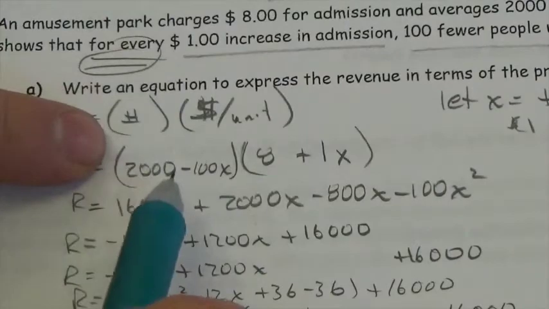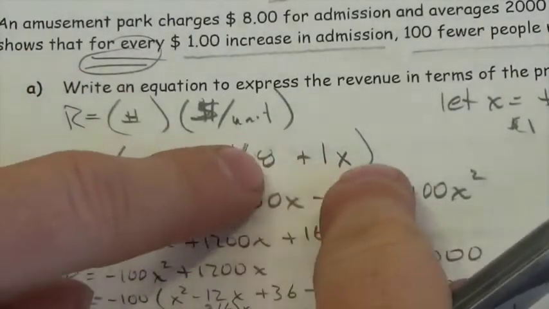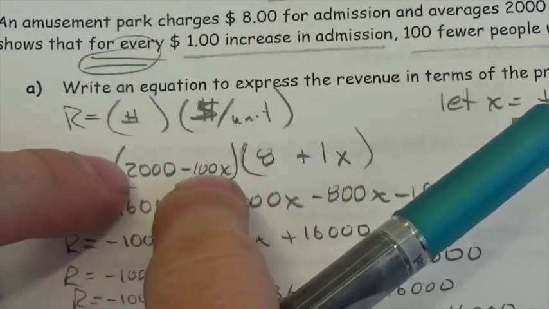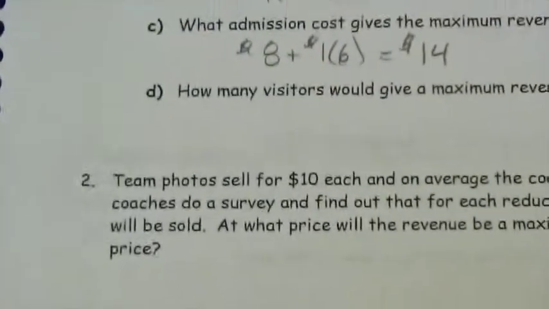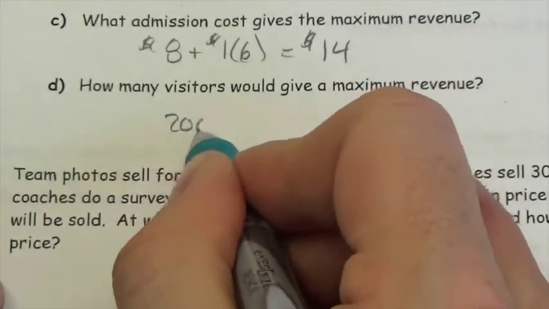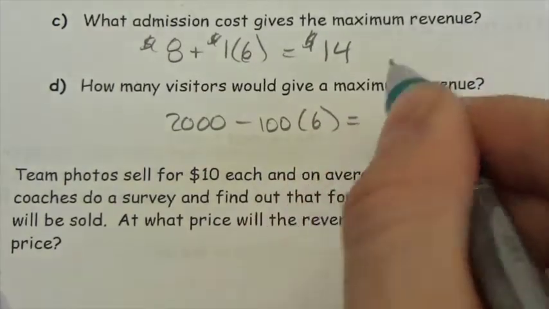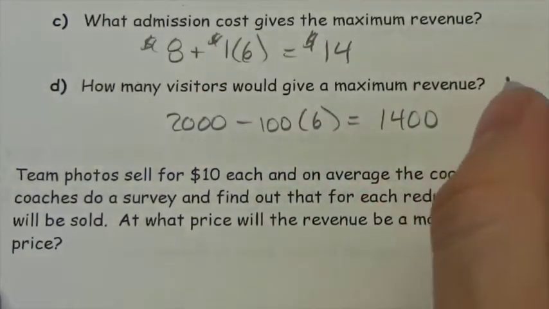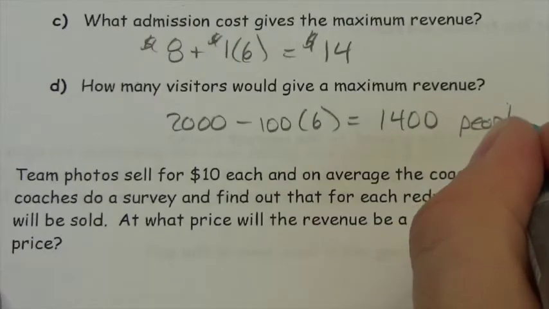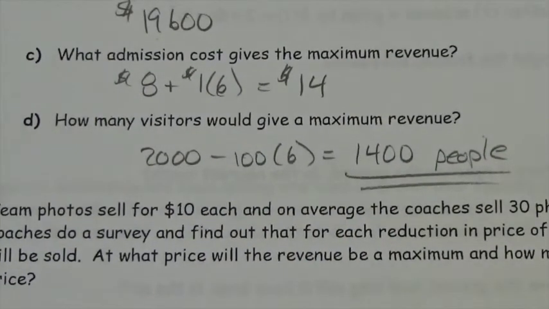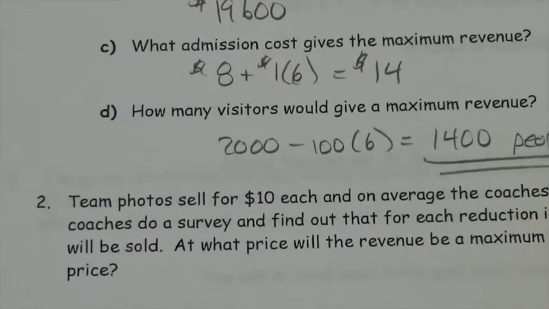This is where I'm getting the number of people. So this right here is where I'm getting the ticket price. This binomial right here is what's giving me the number of people. So if you plug x into that, 2,000 minus 100 times 6, that's going to give us 1,400 people. That's how many people are going to give us the maximum revenue. So I hope that makes sense as we walk through that. It's a good problem here. Tell you what, let's take a look at this next one.